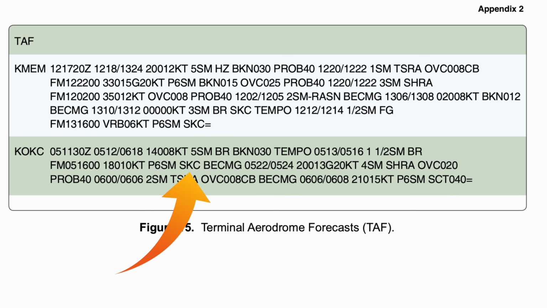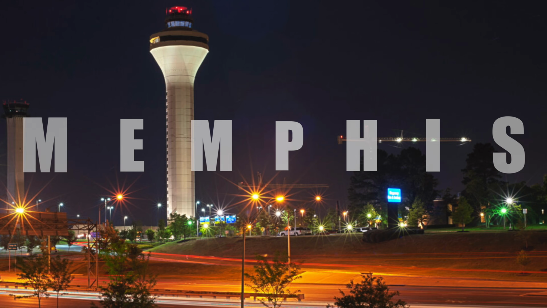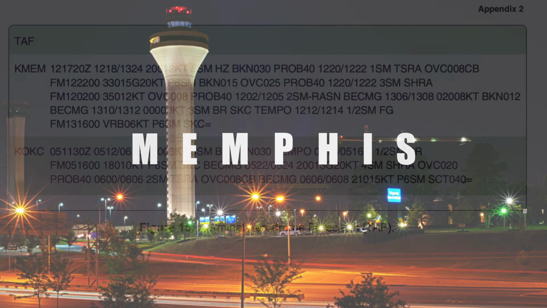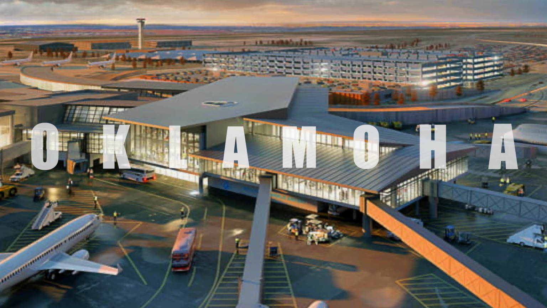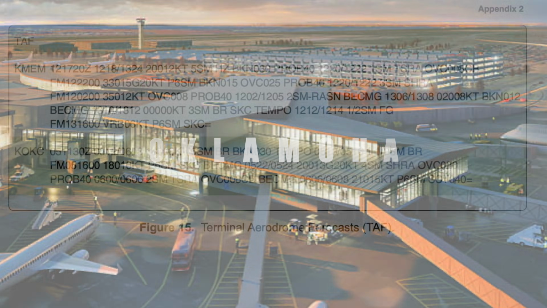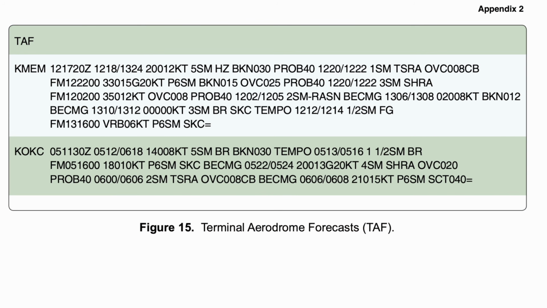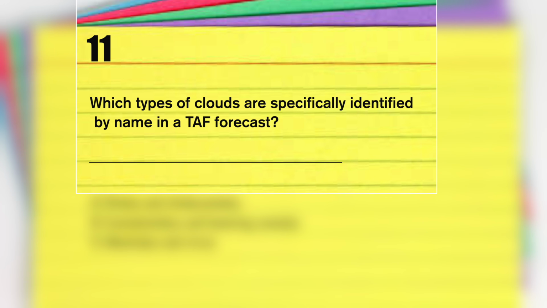Turn to figure 15 in your Airman Knowledge Testing Supplement. This is a terminal aerodrome forecast. You can see KMEM, which stands for Memphis International Airport, and just below that KOKC, which stands for Will Rogers World Airport, Oklahoma City, Oklahoma. Both of these forecasts have something coded in them that you've probably never seen before, and I'm going to show you what it is. Now, before I reveal the multiple choice answers, let's break down the question first.